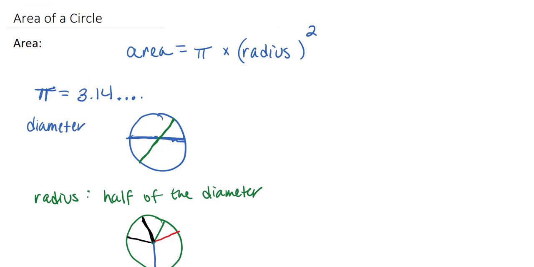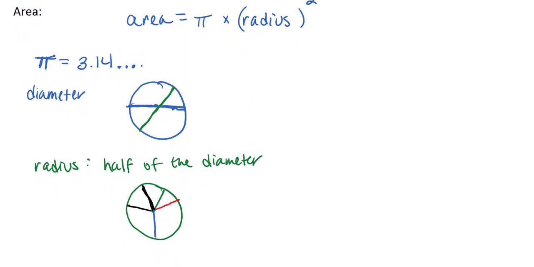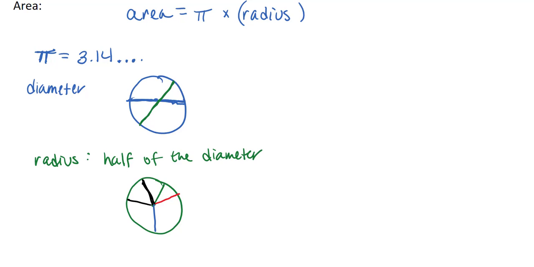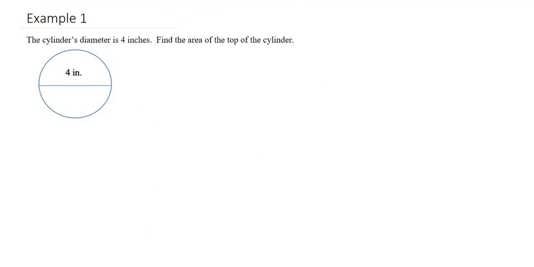And so when we look at the area of a circle, it's area equals pi r squared. That's usually how it's displayed, which means pi times r squared. Now, that's the radius and that's squared. So let's go ahead and start to solve. Example 1, the cylinder's diameter is 4 inches. So let's find the area of the top of the cylinder. So we're finding this whole area.